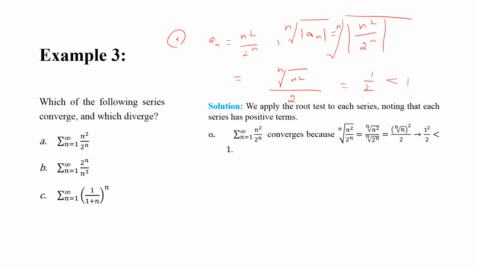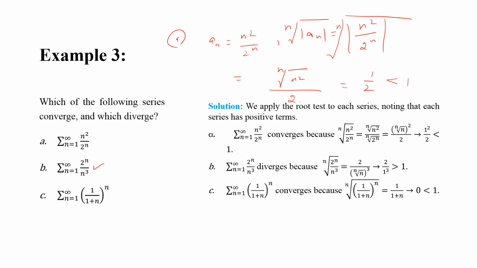For the next series, a similar argument, that is, we are going to have the nth root of the absolute value of the nth term. So in this case, we have this result, and we have 2 which is greater than 1. And since rho is greater than 1, this concludes that this series is divergent. Now in the last series, we have a_n equal to 1 over (n plus 1) to the power n. So the nth root will become 1 over n plus 1. As n approaches infinity, this approaches 0, which is less than 1. So this is convergent.